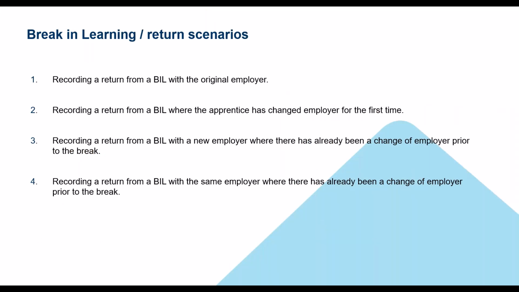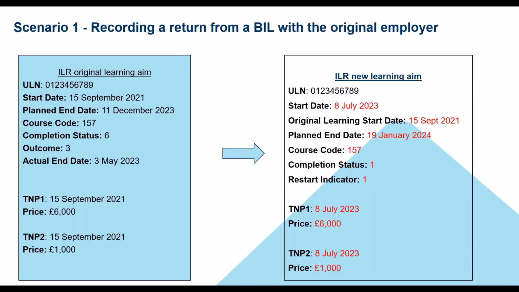Okay, so we'll now have a look at 4 scenarios where we record an apprentice as going on a break in learning and then they return from that break in learning. But each one is slightly different in terms of whether or not there has been a change of employer and whether that change of employer is before or after the break in learning. And these different scenarios essentially mean that when you record the apprentice as returning, you have to record the TNP record slightly differently depending on which one of those 4 scenarios it is. Next slide, please.